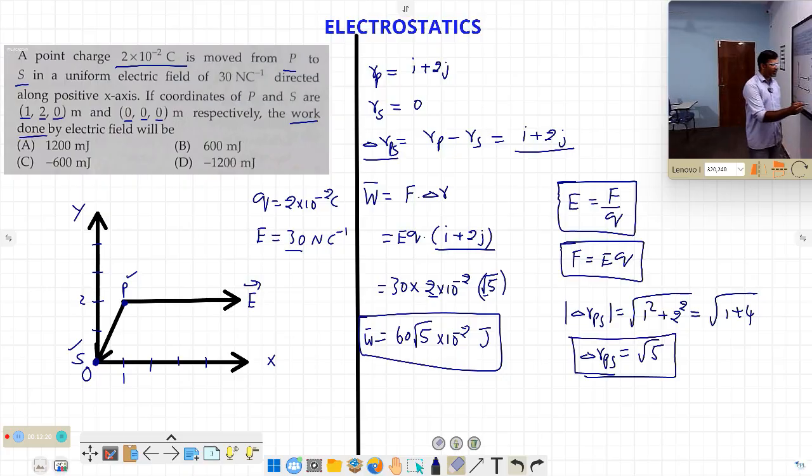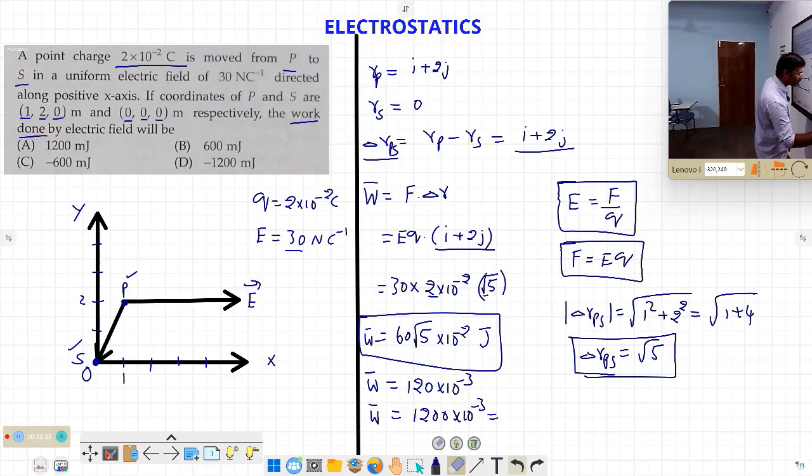Now if you calculate this value nearly according to the given options, you get 120 into 10 power minus 3. If you want to write in millijoules, the answer is given. So work done is 1200 into 10 power minus 3, that is 1200 millijoules. Here it is not 10 power minus 3, this is 10 power minus 2. So what is the answer here? 1200 millijoules.